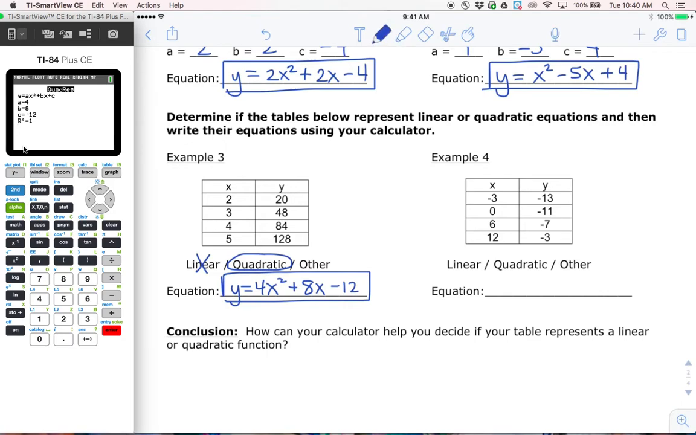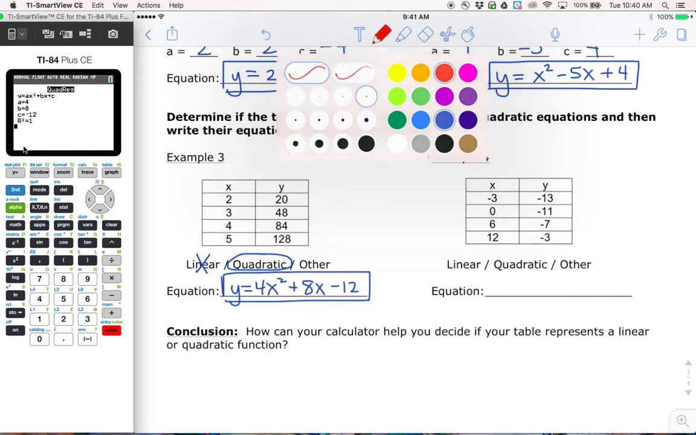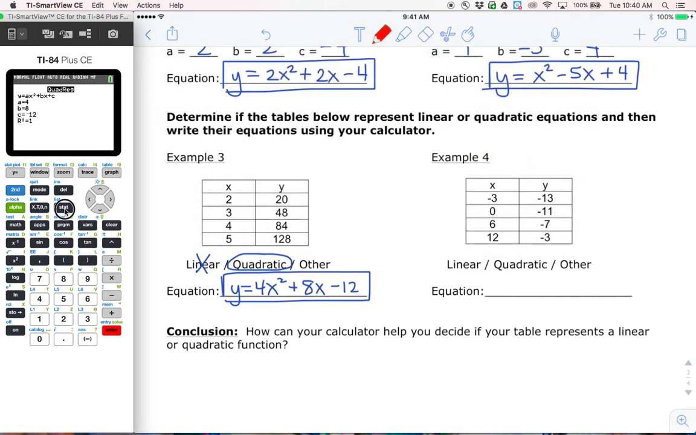And then finally, we've got example 4. I'm sorry you guys have to watch me click here. I'm trying to go as fast as I can. We're going to stat edit, and we've got 4 new x's to type in here. So -3 and 0 and 6 and 12. And then we've got -13, -11, -7, and -3.